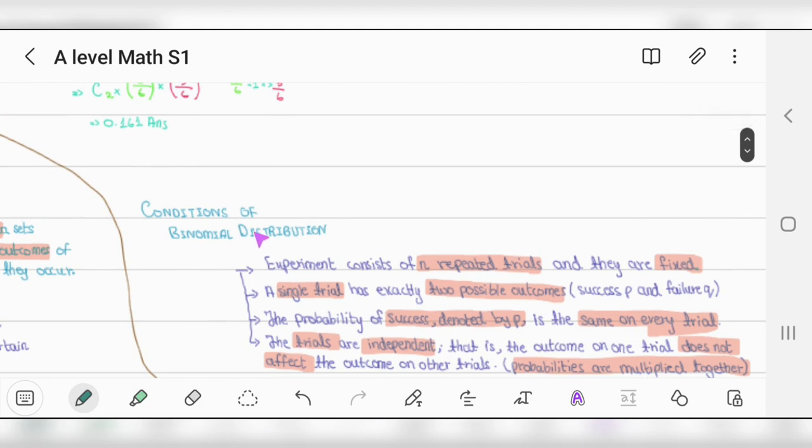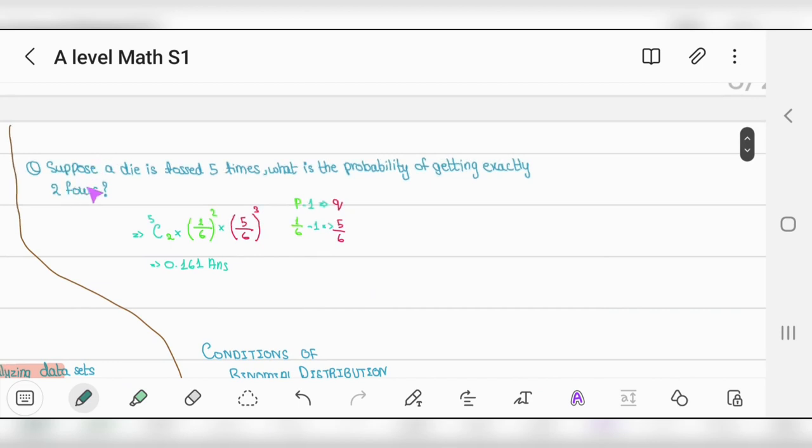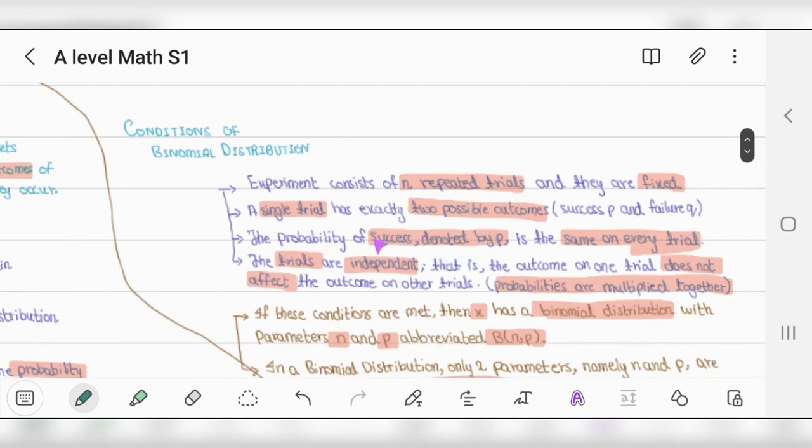Okay, so the conditions of binomial distribution. The experiment consists of n repeated trials. We definitely should know the total number of trials, repeated trials, and they are fixed. It cannot be changed. A single trial has exactly 2 possible outcomes, success P and failure Q. For example, the probability of having a 4 is success, and not having a 4 is a failure in the experiment. Okay, the probability of success denoted by P is the same on every trial. The trials are independent, that is the outcome of one trial does not affect the outcome on other trials. Probabilities are multiplied together. Okay.